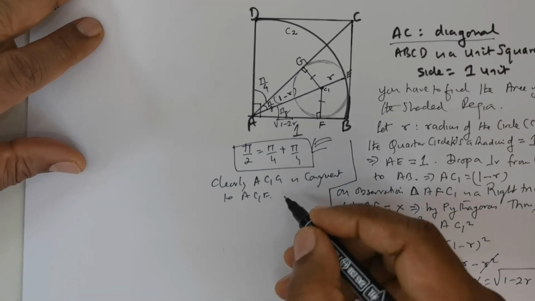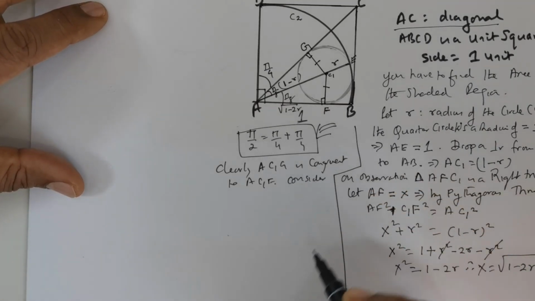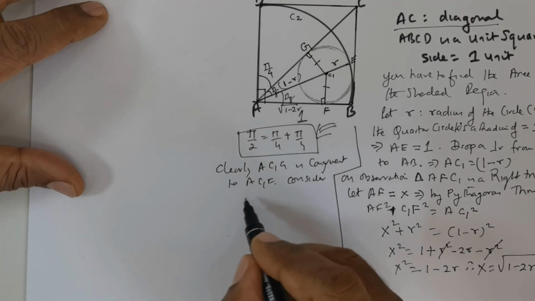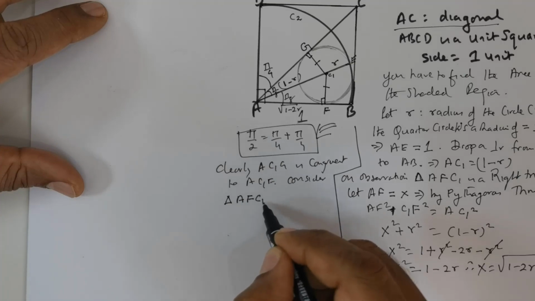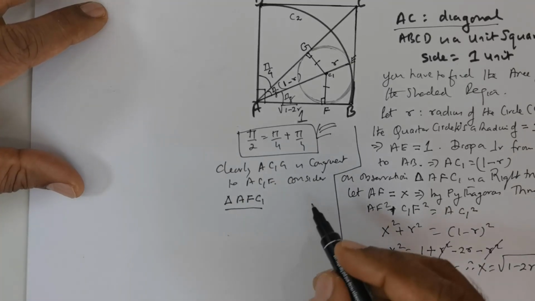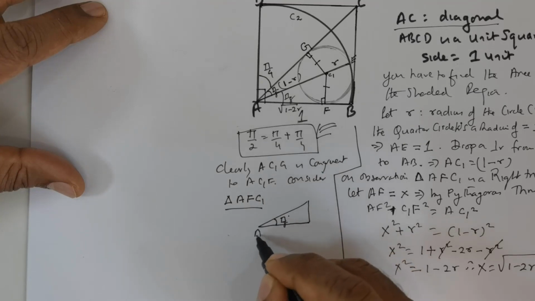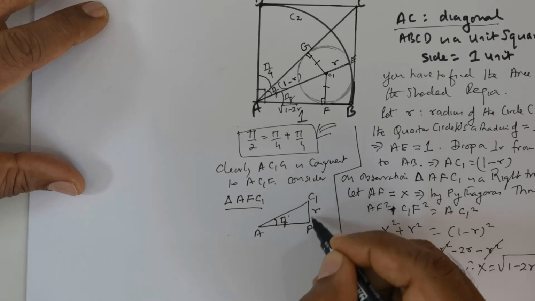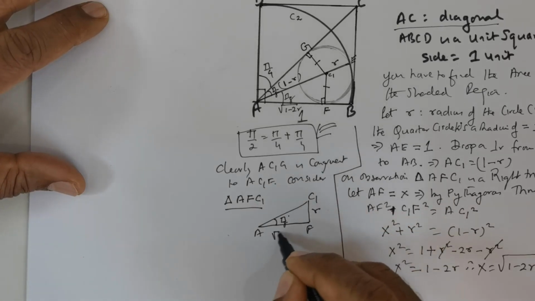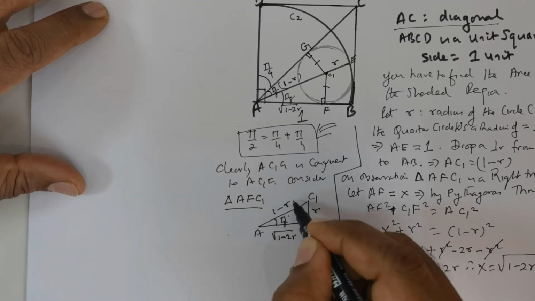So what are we to do now? We will consider triangle AFC1. So the triangle looks like this. This is pi over 8. This is A, this is F, and this is C1. This length is R. This length is root of 1 - 2R. And this length is 1 - R.